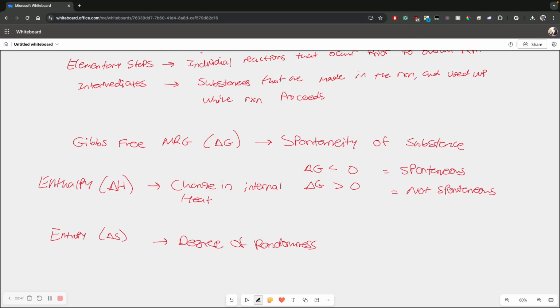Degree of randomness, the substance or anything it holds. So entropy is like the chaos, right? The degree of chaos.